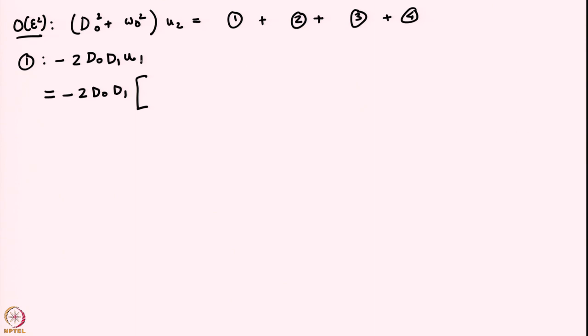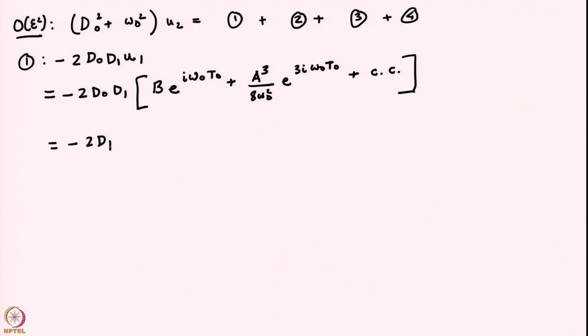on u1, yes. And we have just found that u1, I have written it in the last slide, is just b plus the particular integral that we just found plus complex conjugate. So, I have to differentiate this expression. So, this is minus 2 d1, the differentiation with respect to d0, b does not participate in it because b is just a function of t1 and t2. So, this will just become I omega naught b and from the second term similarly, a is again a function of t1 and t2, that will also not participate. So, I will just get thrice I omega naught a cube.